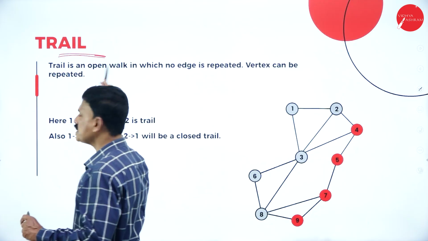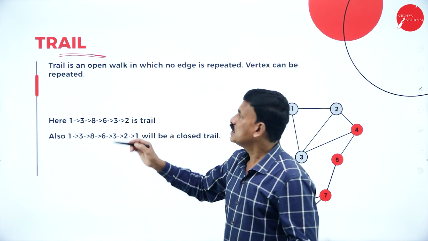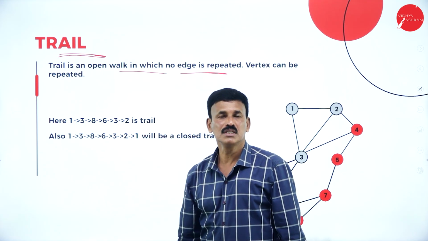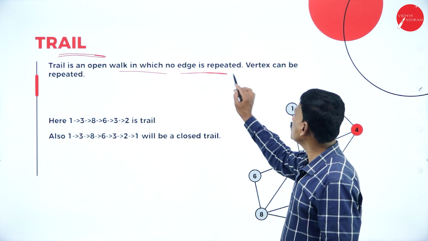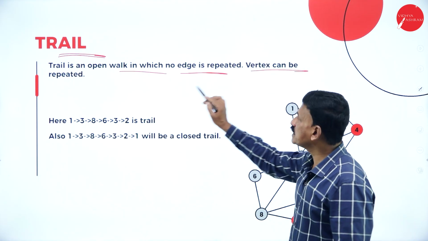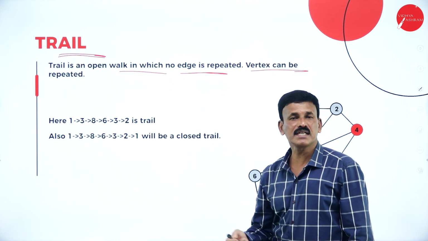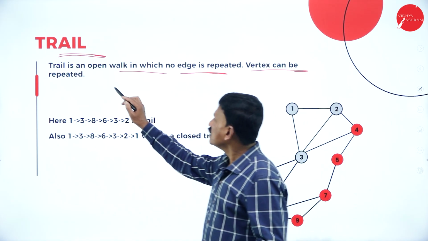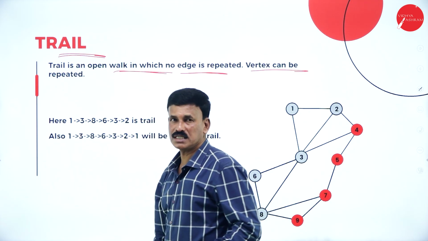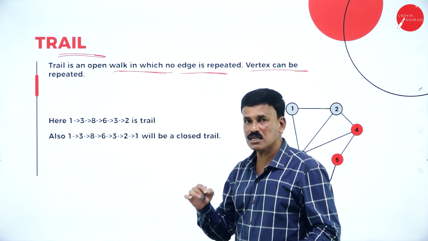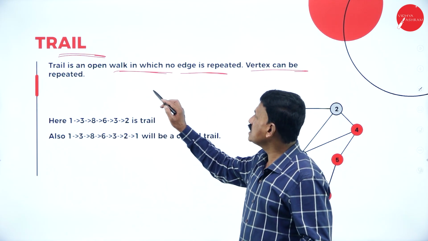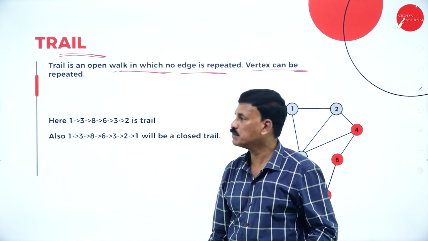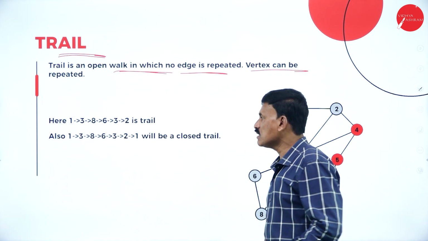That's it. Now, what is a trail? Actually, it is an open walk. A trail is an open walk in which no edge is repeated. A vertex can be repeated, but edges cannot be repeated. Such a walk is called a trail. So a trail is an example of a walk. Let us take a simple example.